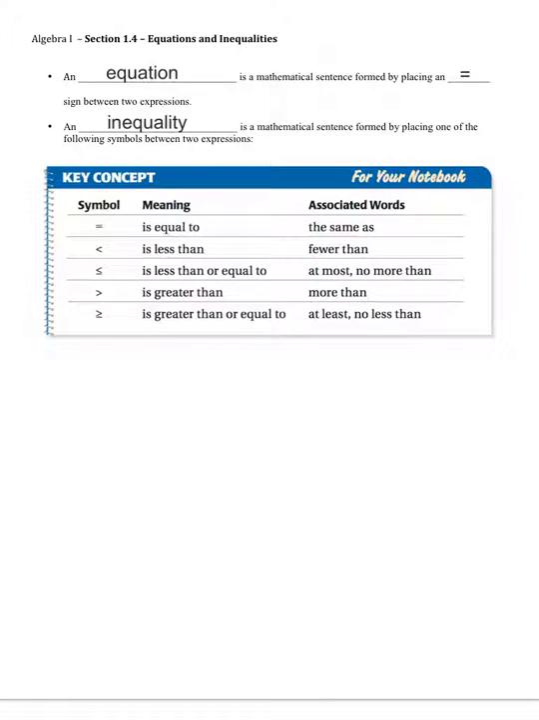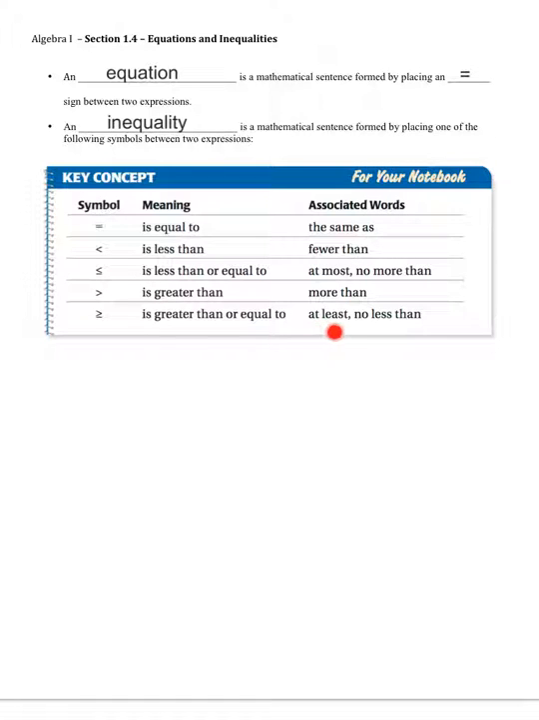The next one is a greater than symbol. It does not have an equal to sign underneath it, so it's strictly just greater than. You might see words like more than for a greater than symbol. And the last one would be greater than or equal to. So again, it has the line underneath it. So you might see things like at least.